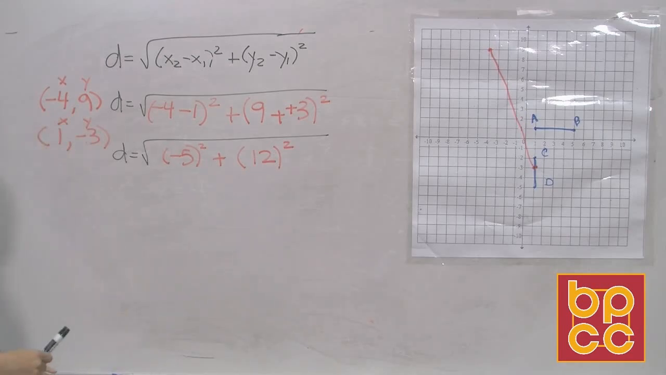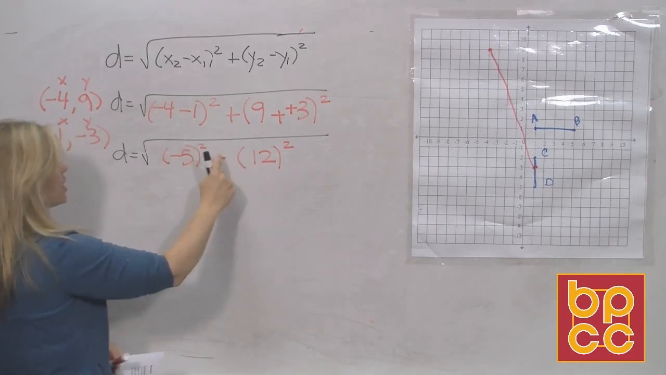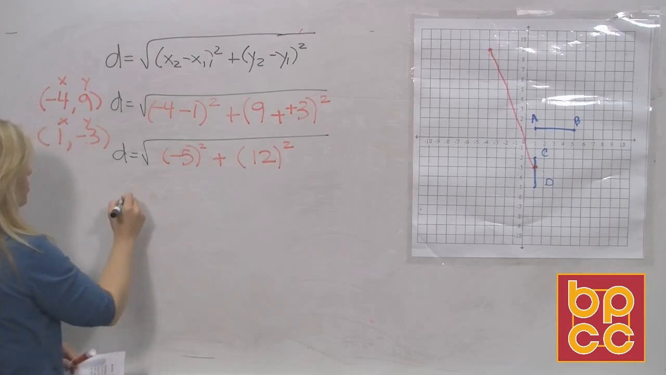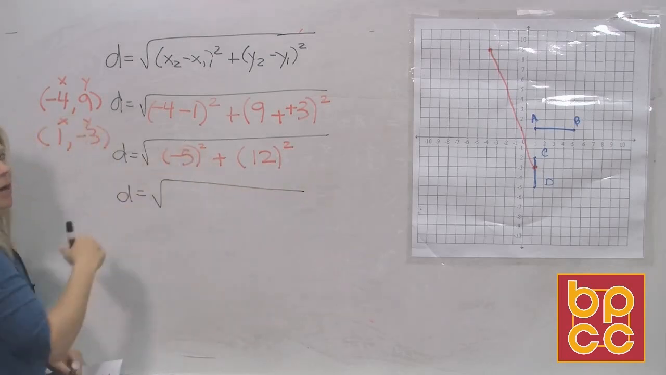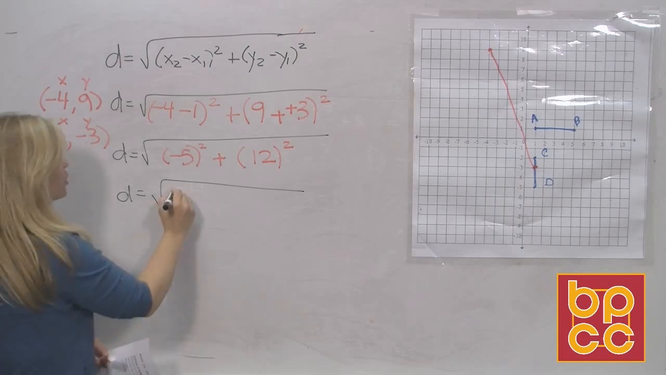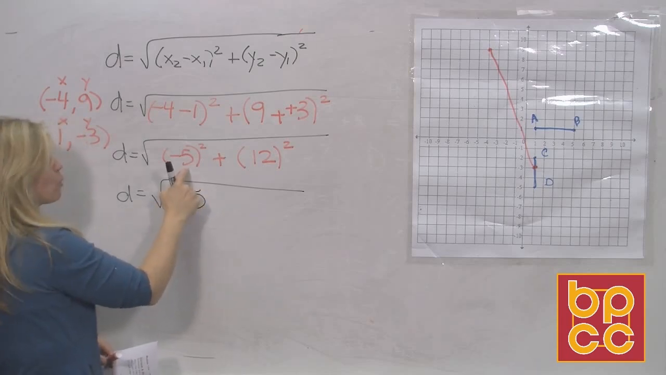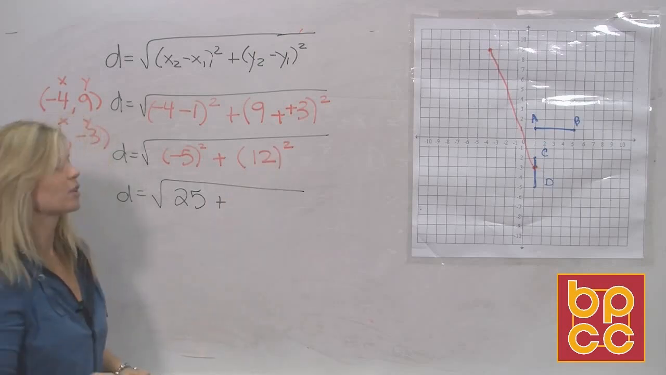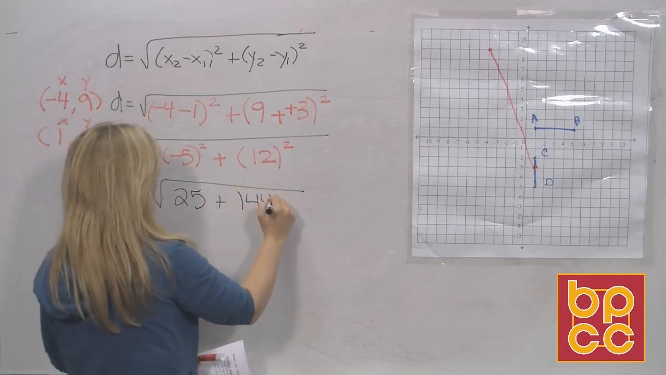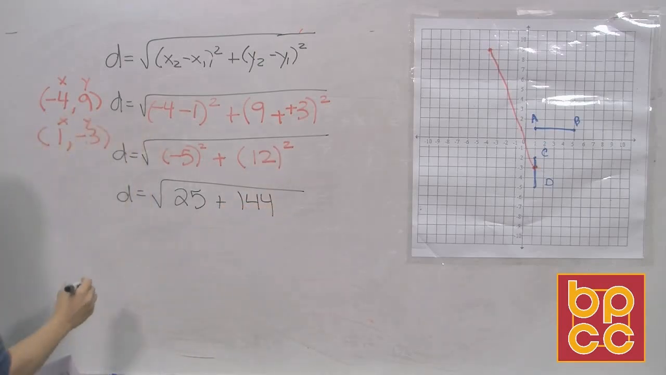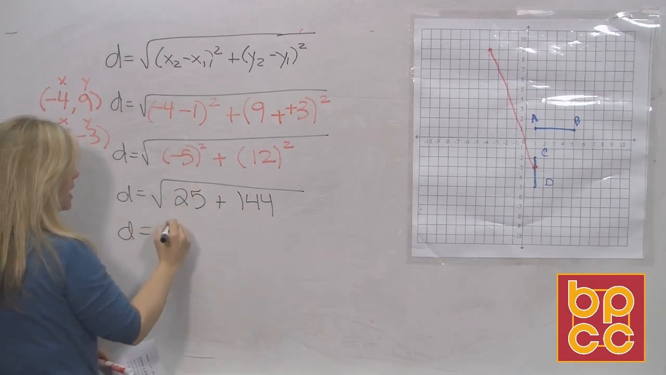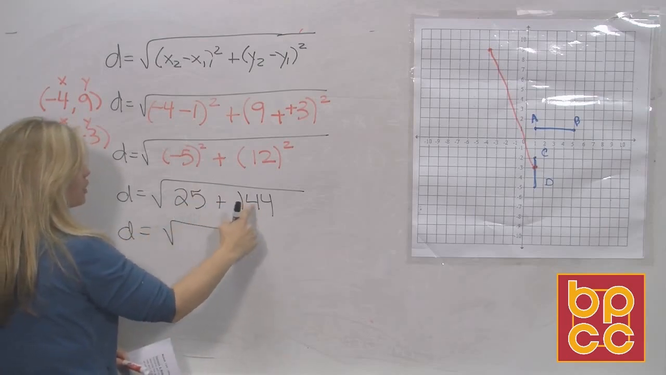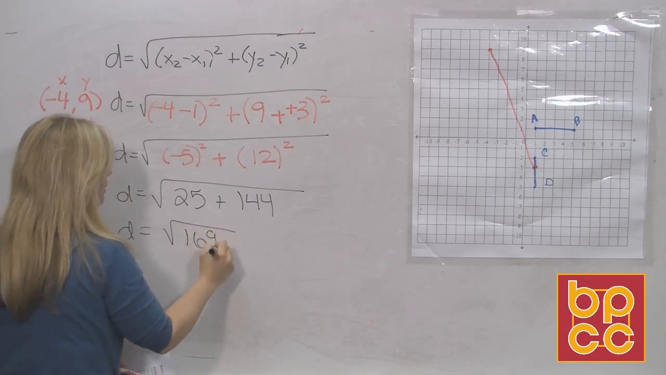Now that we got done what's inside parentheses, we're supposed to work exponents. So you write d equals square root. Negative 5 squared means negative 5 times negative 5, which is positive 25. Remember, when we're squaring, this should always be positive. Plus 12 squared is 12 times 12, which is 144. Now we all know we can't square root yet till everything's combined inside the symbol. So 25 plus 144 is 169.